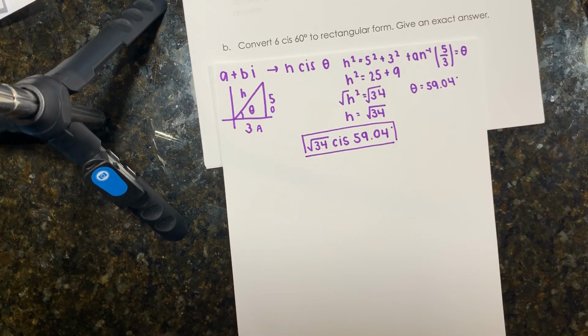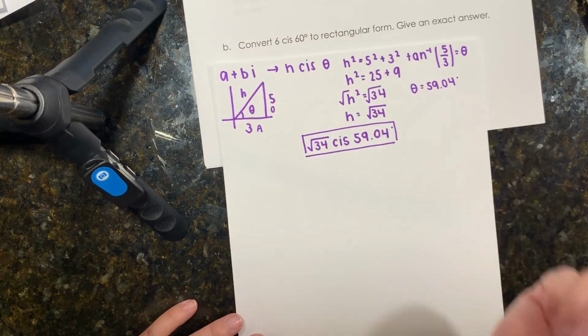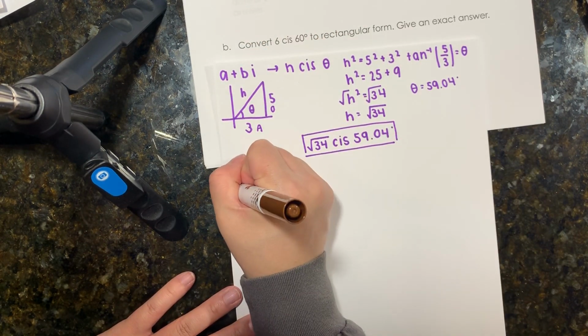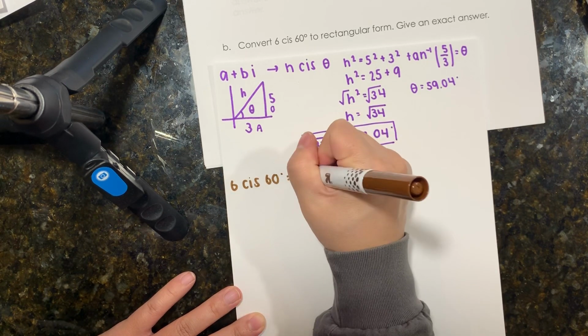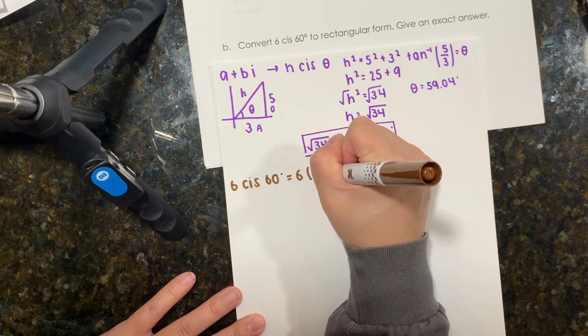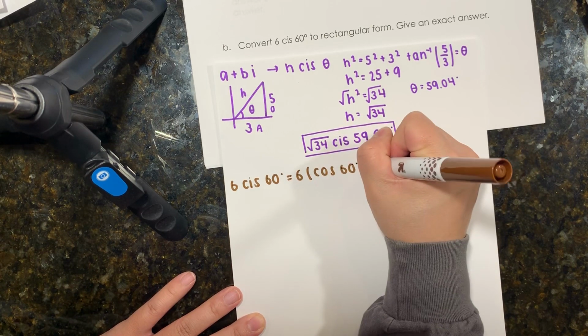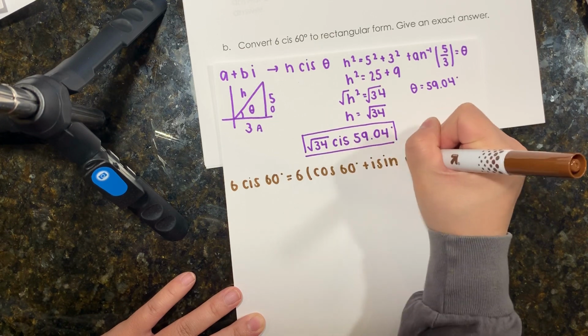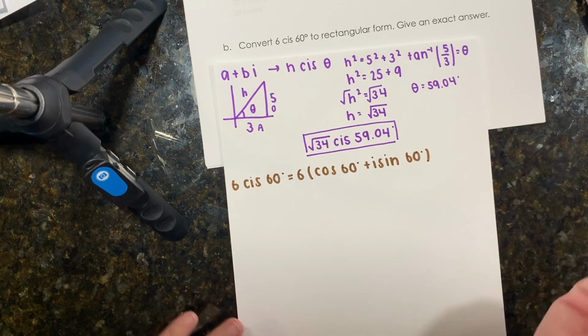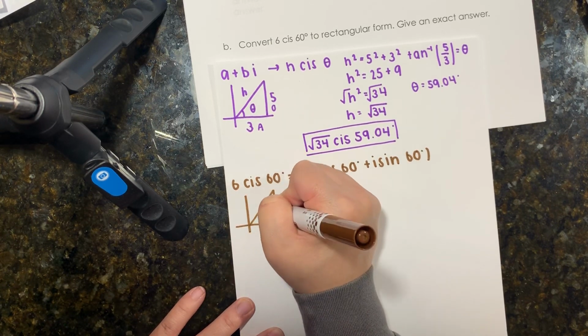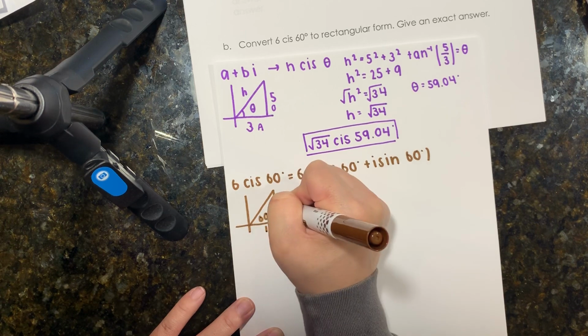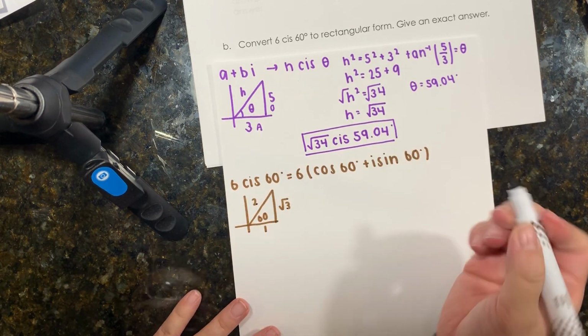Now part B, we have to convert 6 CIS 60 into rectangular form. So back into this format. If you don't remember, CIS stands for cosine plus i sine. So this is really just 6 times cosine of 60 plus i sine of 60. Now 60 degrees is a triangle in quadrant 1, where the adjacent is 1, the opposite is root 3, hypotenuse is 2.